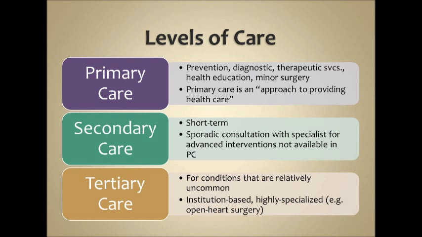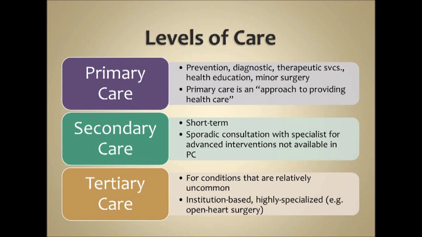So, for example, let's say that you have migraines and they are controlled in primary care, but they start to get very bad, and your primary care doc really doesn't know what to do. Your primary care doc might refer you to a migraine specialist, and you would meet with him or her maybe just a few times, because then primary care can take over from there on and manage your migraines. Tertiary care is for conditions that are relatively uncommon.